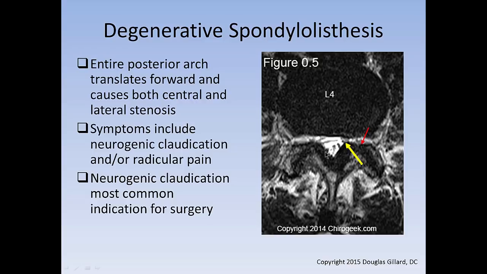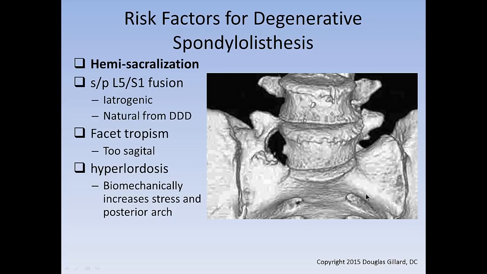But look at the facet. See here, the facet joint. There's a little ligamentum flavum thickening, but look at the bone. You can kind of draw a curved line here. Looks good. Here, you got a big jagged line. So there's definitely a slip there. That's a degenerative spondylolisthesis. Risk factors.